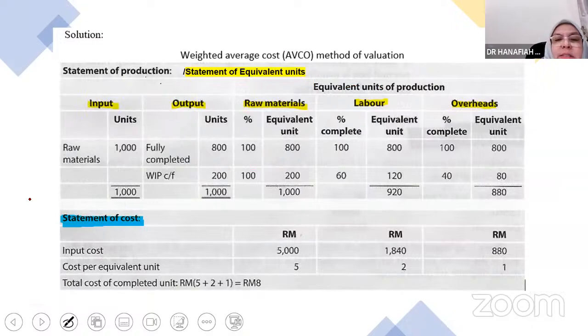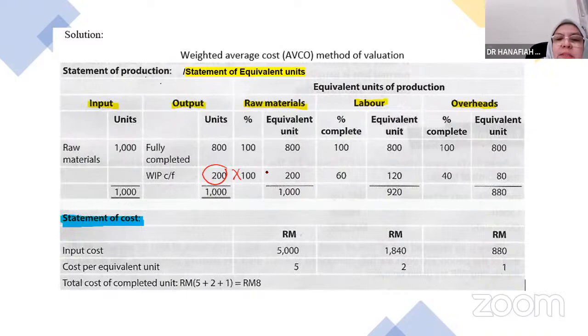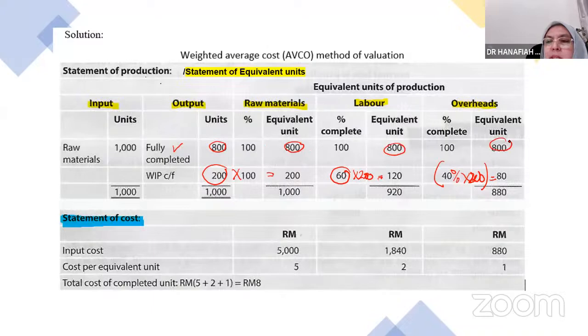How do I calculate this? This is 200 work in progress times 100%, which is equivalent to 200. However, the completion for labor is only 60% times 200, equal to 120, and 40% times 200 equal to 80, right? See again, the fully completed here is 800, 800, 800, 800.